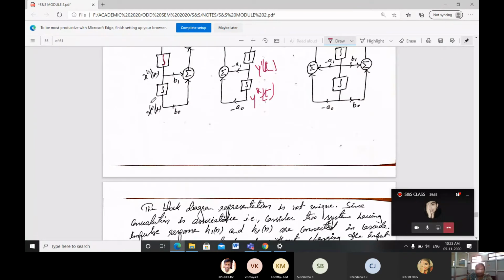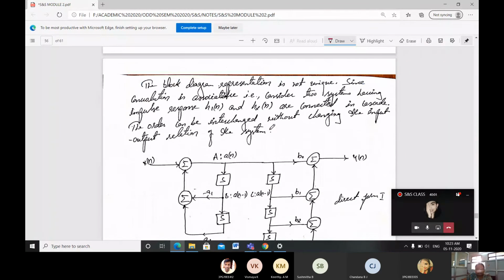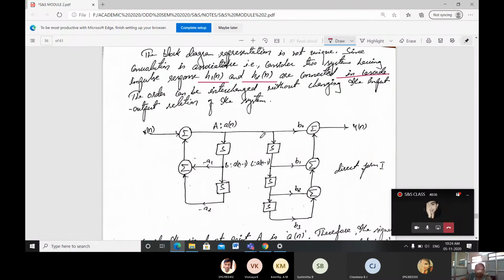Next, this is in terms of continuous time. In terms of discrete time, you will be seeing that now. Their block diagram representation is not a unique one, you can design it how you want. Since convolution is associative, consider two systems having impulse responses h1 of n and h2 of n connected in cascade form. The order can be interchanged without changing the input-output relation of the system.